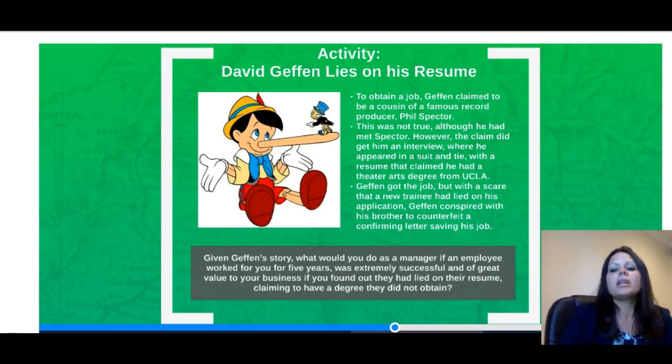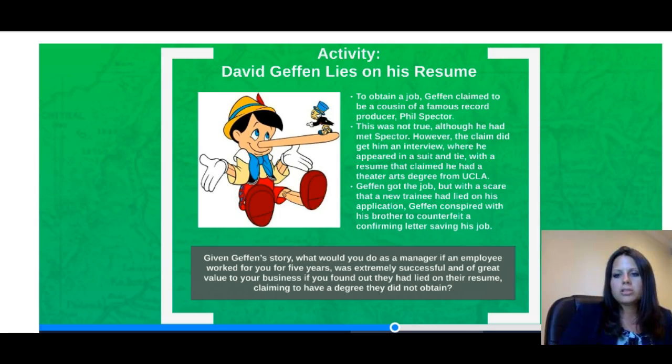So a good example I like to share with my students is this activity called David Geffen Lies on a Resume. And I like to use this one because we all need resumes to move forward in our careers. Most of us are in school to try to get a better job, and so a resume is a really important part of that. And lying on it is, unfortunately, really common. There's different numbers around it, 80% or more, but in the majority of resumes there are exaggerations and just not truthful information.